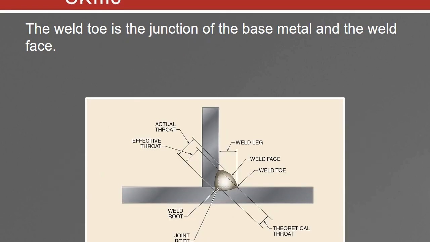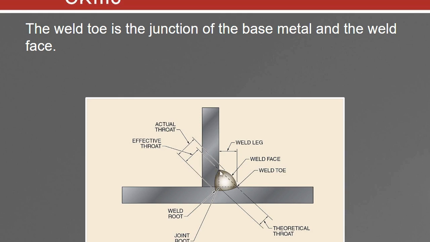The weld toe is the junction of the base metal and the weld face. Your weld toe is typically here and here. Now, don't get the weld toes confused with the weld leg. Weld leg is the distance from your vertical piece to the toe of your weld here, and your weld leg is also from this horizontal piece to the toe up here. So your weld leg is here and here. Your weld toe is what actually touches the material on each side.